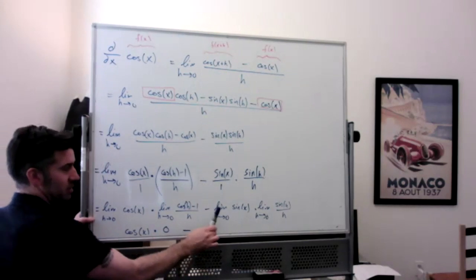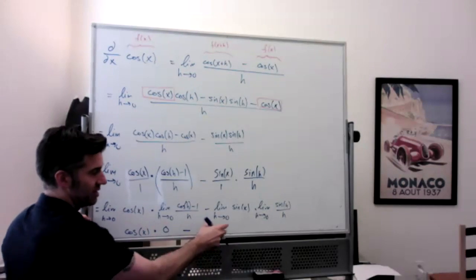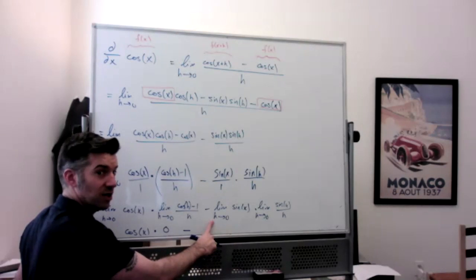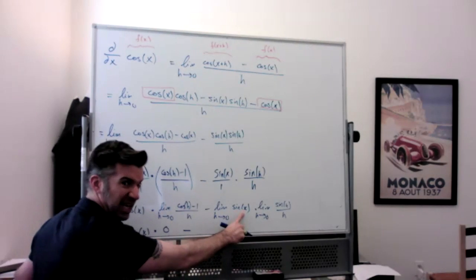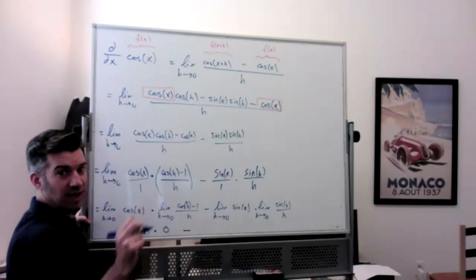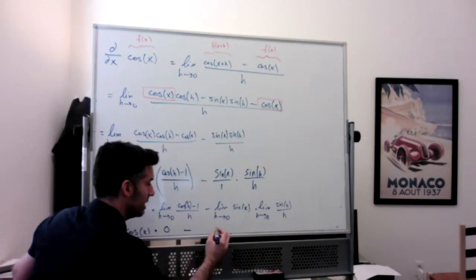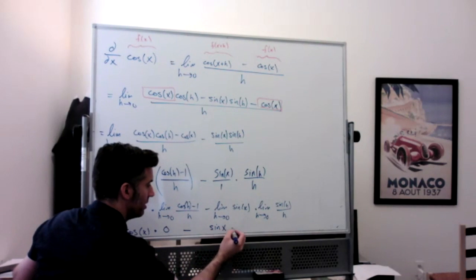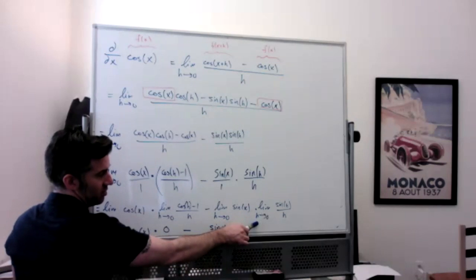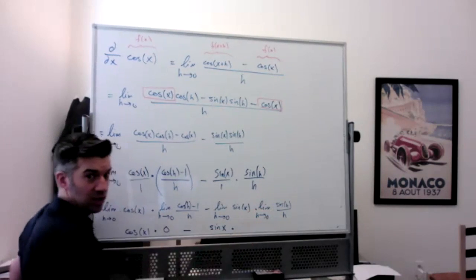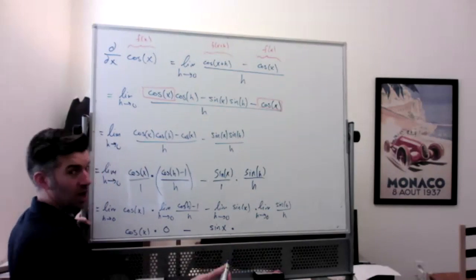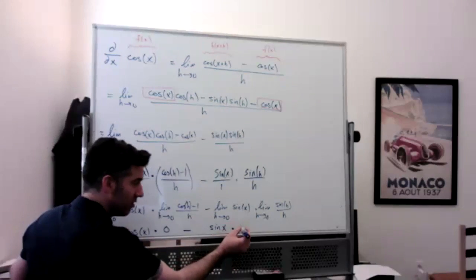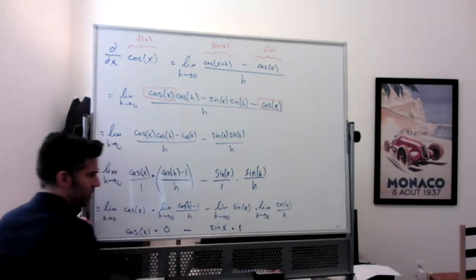So this is similar to the first one. What's the limit as h goes to 0 of sine of x? I see someone has already answered. It is definitely sine of x times the limit as h goes to 0 of sine of h over h, which is 1. Thank you.